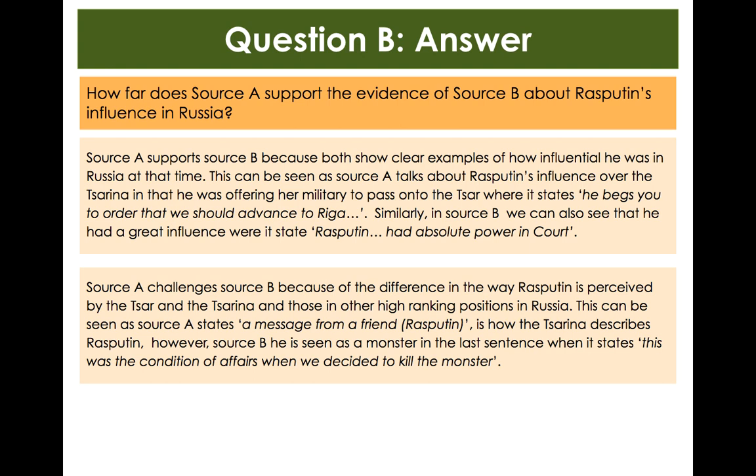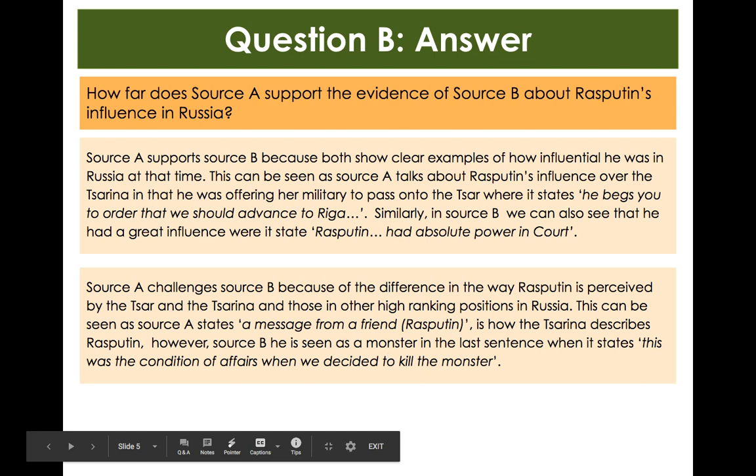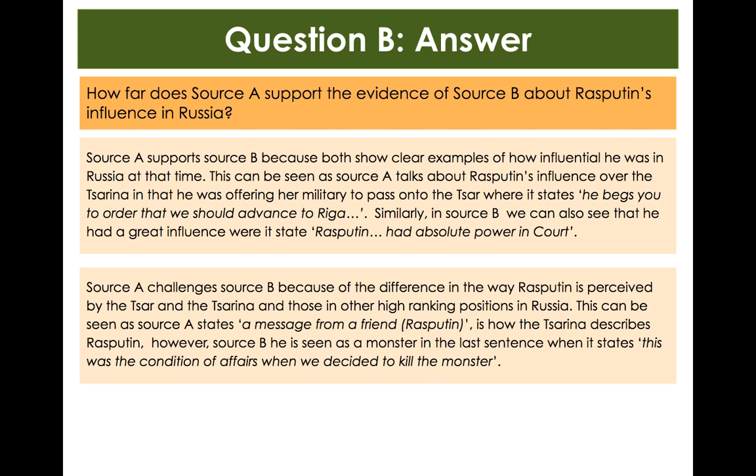However, in the source written by the aristocrat, he actually describes him as a monster. This was the condition of affairs when we decided to kill the monster. That is showing that there is very much a difference in terms of his influence. One is saying he's coming across as a friend, he's influencing us in a positive way. The other one's saying he's influencing us in a very negative way. He is a monster.